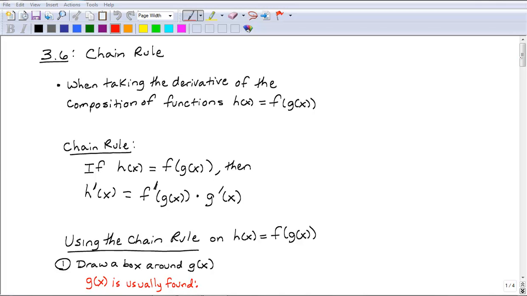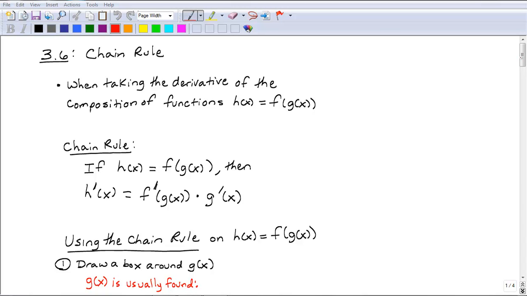3.6 is about the chain rule, and the chain rule can be one of the toughest derivative rules to recognize in calculus. What the chain rule does is tell you how to take the derivative of a function that's really the composition of two functions. For example, h of x is f of g of x. It's where you take one function and stick it inside another.